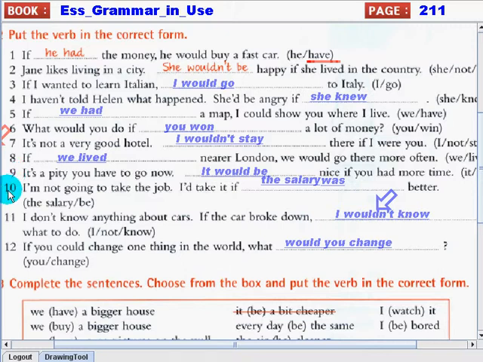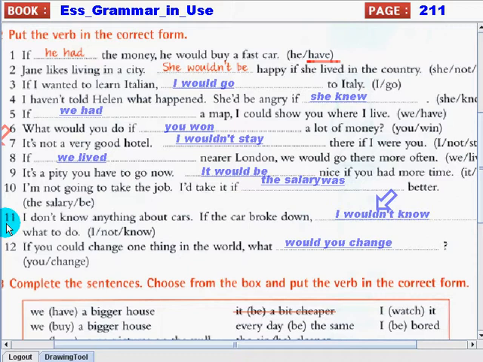Number 10. I'm not going to take the job. I'd take it if the salary was better. It can also be, I'd take it if the salary were better. Both of the words was and were are accepted.